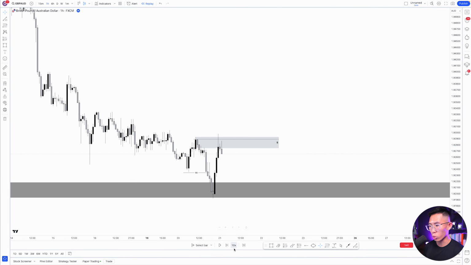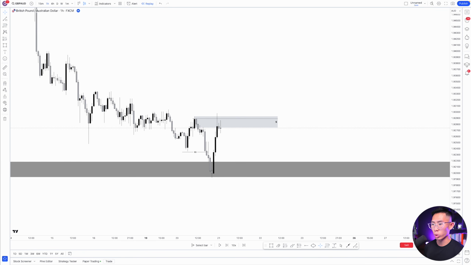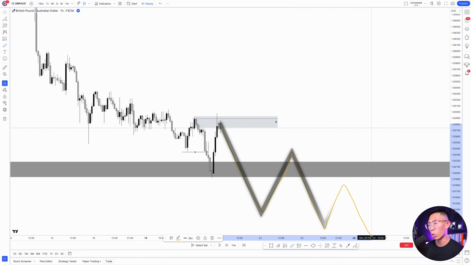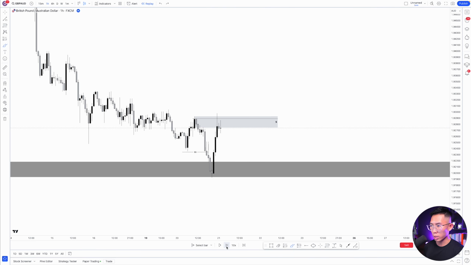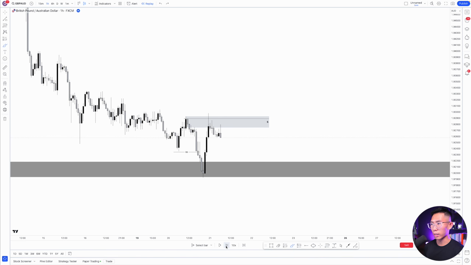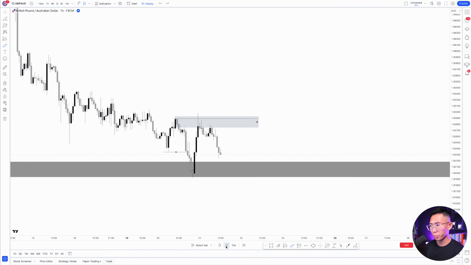So you tap into that supply zone, and like I said, if this supply zone were to do its job, it's going to continue creating that lower high and lower low, lower high and lower low. Then at that point of time, there's no point of us thinking that price is going to reverse, right? So we'll see. You can see price is mitigating this supply zone, starting to head back down.